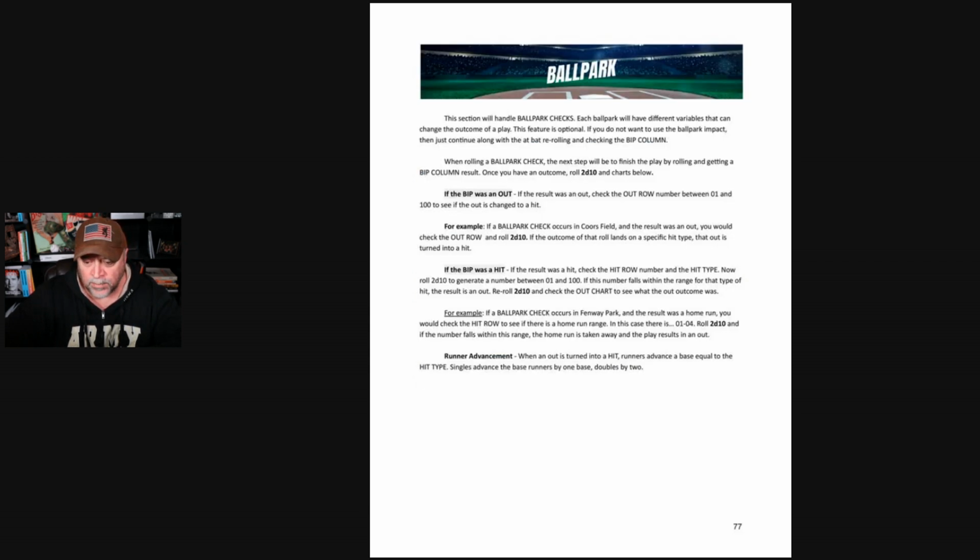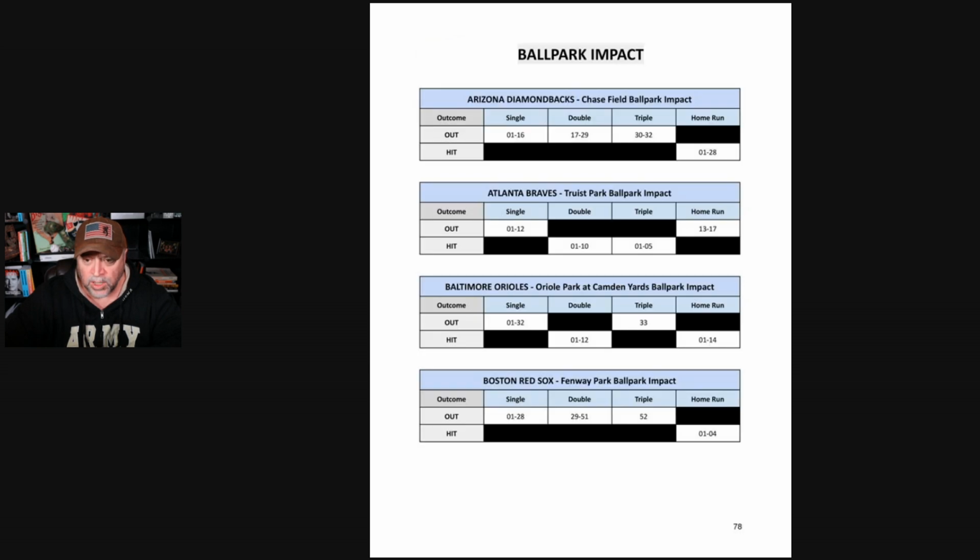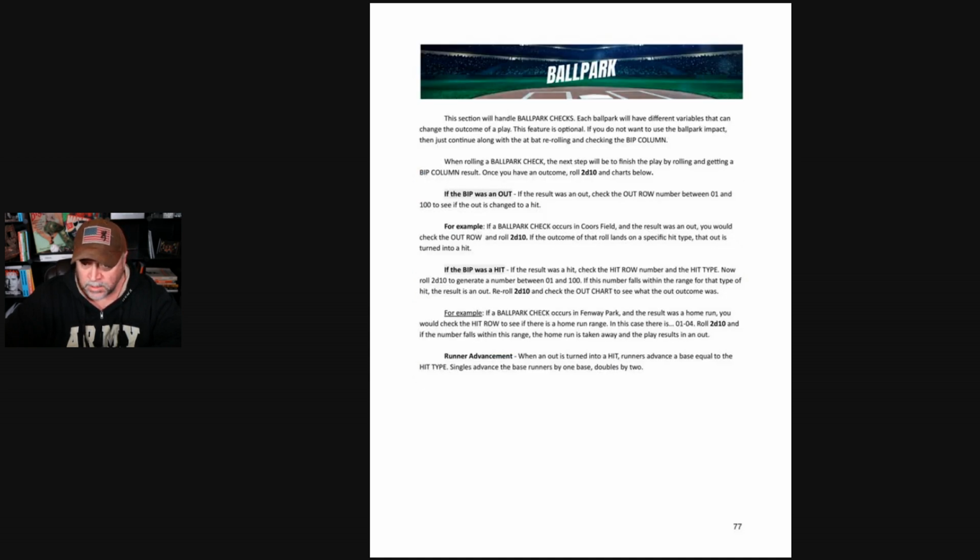What does this mean? If the ball in play was a hit, check the hit row and the hit type. If it was a single, you would check the column for a single. If it was a double, you would check the column for a double. In Chase Field, there's nothing under a single, a double, or a triple, but there is something under a home run. Now roll 2d10 to get a number between 1 and 100, and if this number falls within the range for that type of hit, the result was an out.